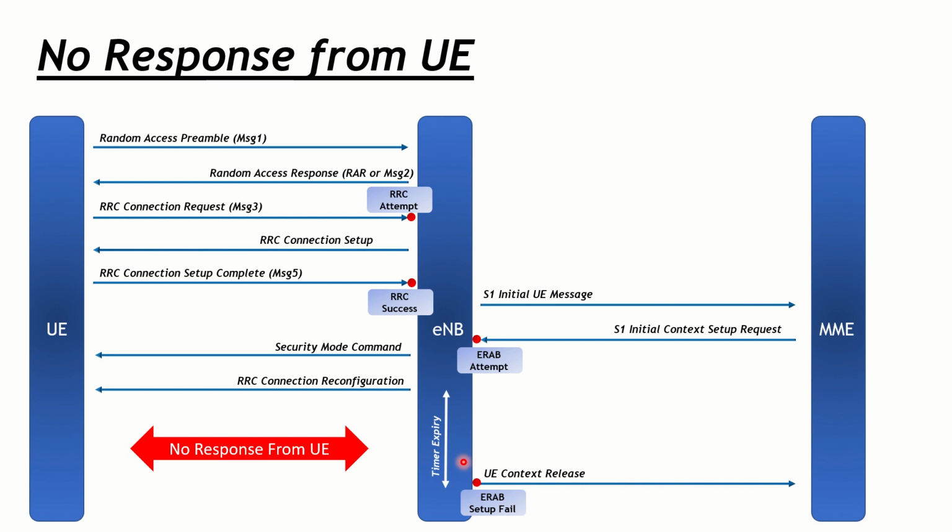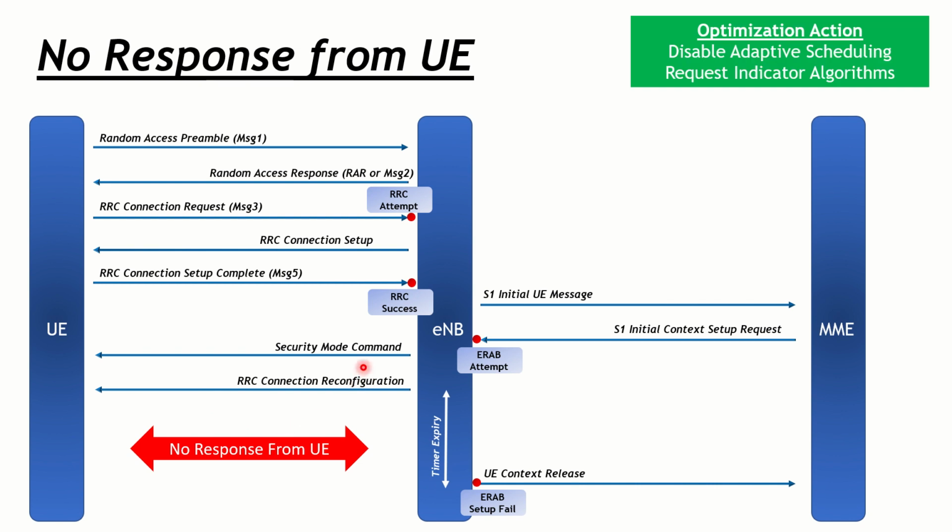It is also possible that it's another problem: sometimes during RRC connection reconfiguration, we change the scheduling request indicator configuration. If we do that, some UEs do not support it. So why is it important? Let's understand that. In RRC connection setup, we tell the UE where to send its scheduling request.